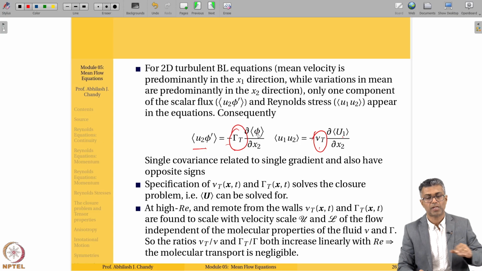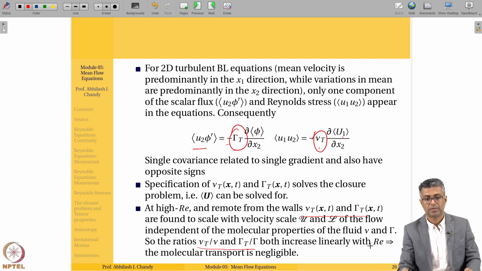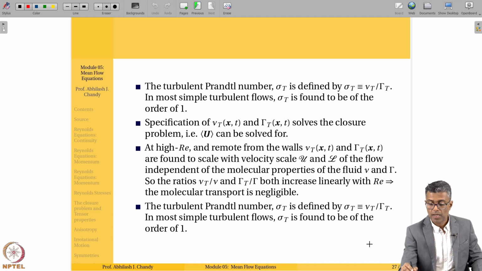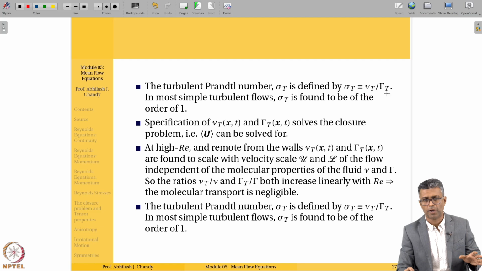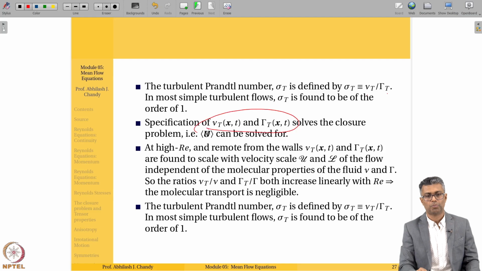Now, at high Reynolds numbers and remote from the walls, these are found to scale with the velocity of the flow. They are independent of the molecular properties like kinematic viscosity and gamma. So the ratios both increase linearly with Reynolds number, because molecular transport is negligible. They are much higher at higher Reynolds numbers. The turbulent Prandtl number, nu t over gamma t, is found to be approximately 1. So if you can specify nu t and gamma t, then you solve the closure problem, and you can solve for u mean and phi mean.